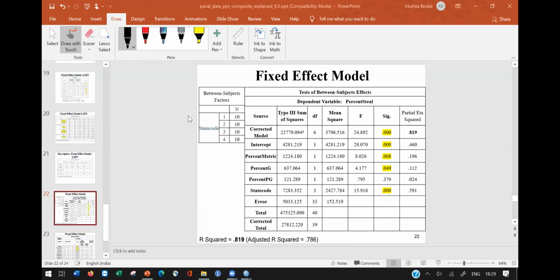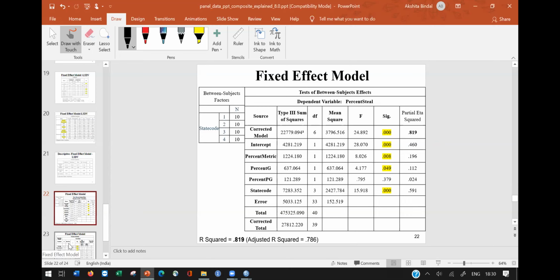The individual effect of that variable or that intercept term is captured in the partial eta square. How much the intercept term affects my model is 0.46, that is 46%. Percentage metric is affecting 0.19, that is 19%. Percentage graduate 11%. We can also get this by the significance level: what is highly significant, what is weakly significant, and what is not significant. So these are the results that we get.